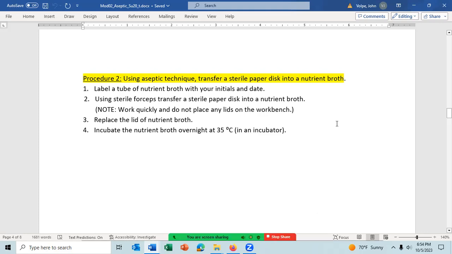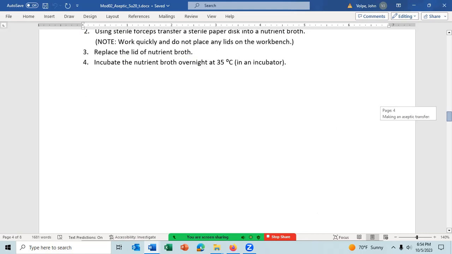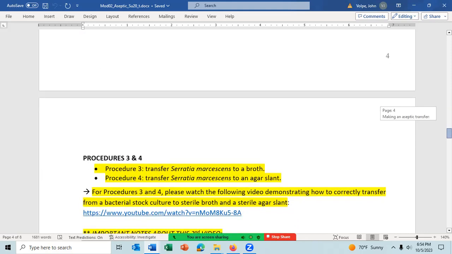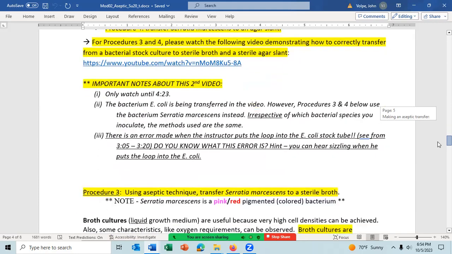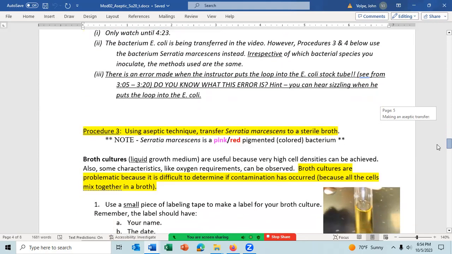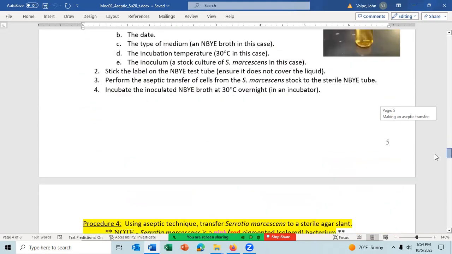How you clean or disinfect forceps is you put them in rubbing alcohol, and then you set the rubbing alcohol on fire to sterilize or clean the forceps. And hopefully you'll see a video of that. If not, I just told you about it.